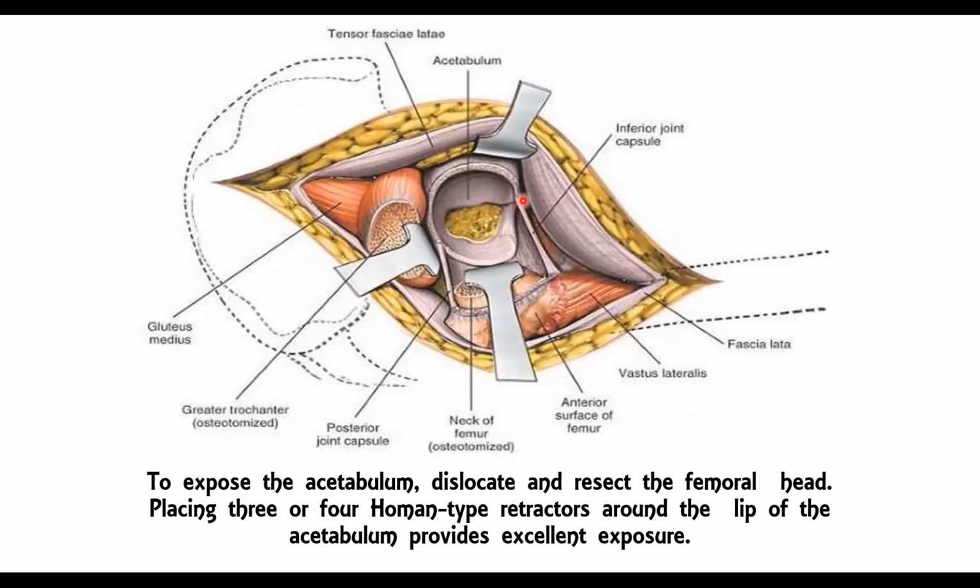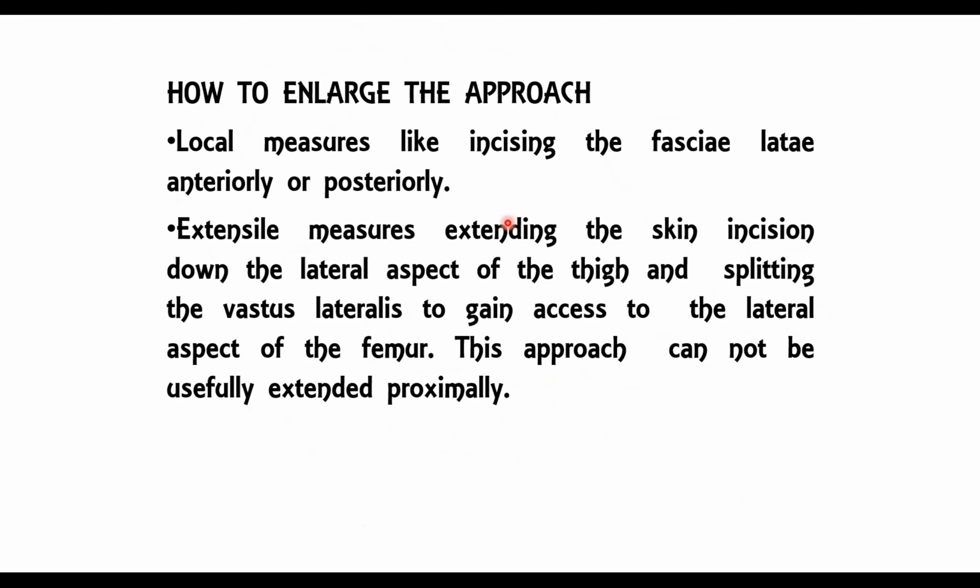Okay. Even to dislocate and resect the femoral head, place 3 or 4 Homans around the lip of the acetabulum. This is providing the 360-degree view of the acetabulum. Yes, you can see this is the transverse acetabular ligament from the lateral side from this position. Okay. How to enlarge this approach? Local measures like incising fascia lata anteriorly or posteriorly. Extensile measures, yes, we already discussed.